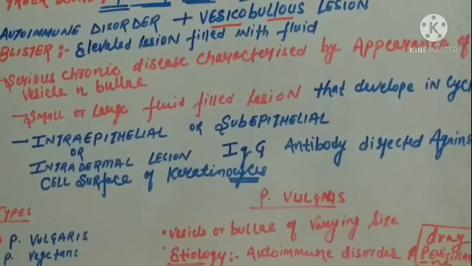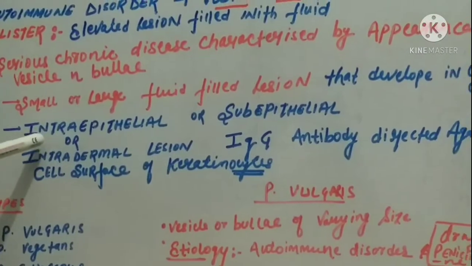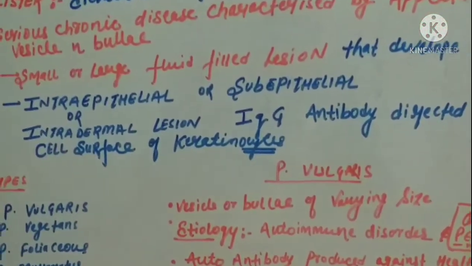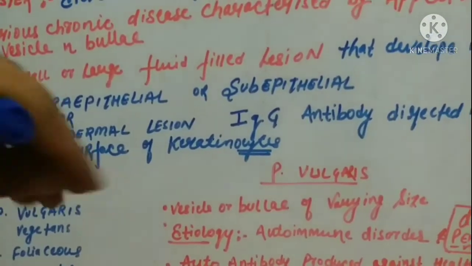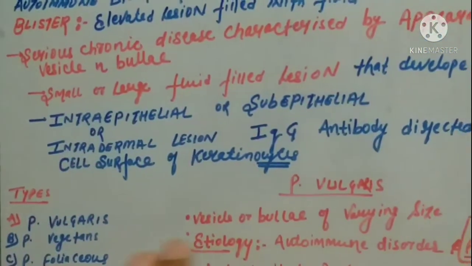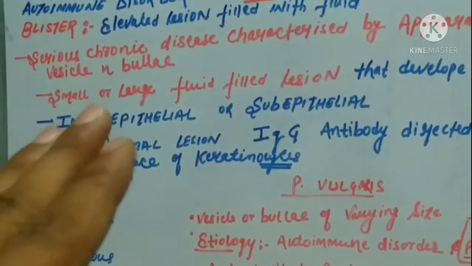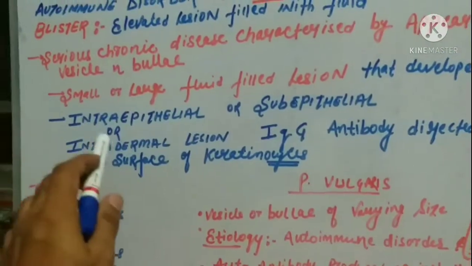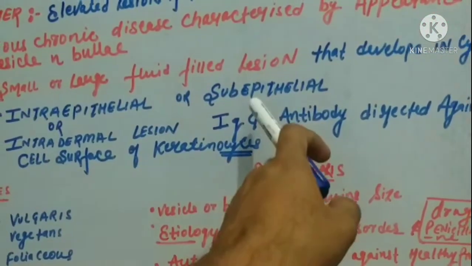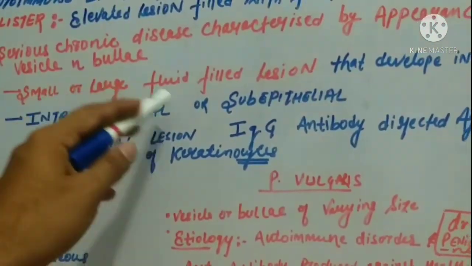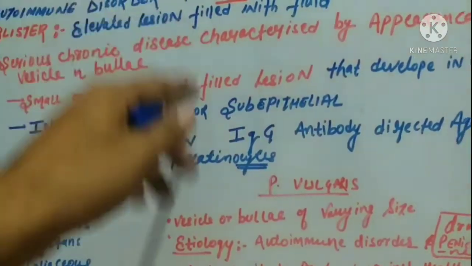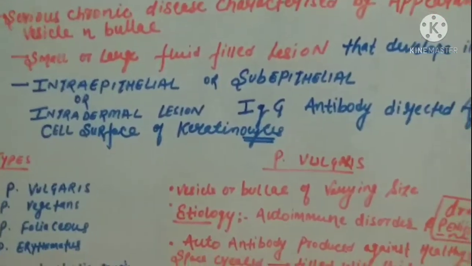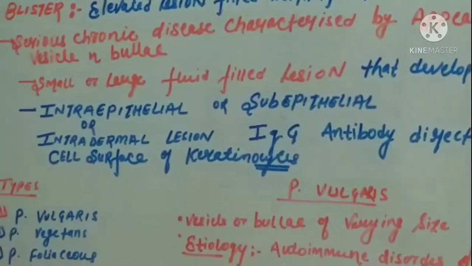Now, there are two types of skin lesion, intraepithelial or subepithelial. Intraepithelial means inside the epithelium and subepithelial means beneath the epithelium, meaning the lesion is forming either within or below, inside the dermis. Then the intraepithelial lesion will be pemphigus, and later we will be discussing pemphigoid, and that will be the subepithelial.